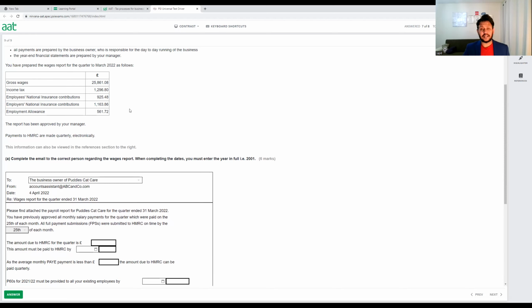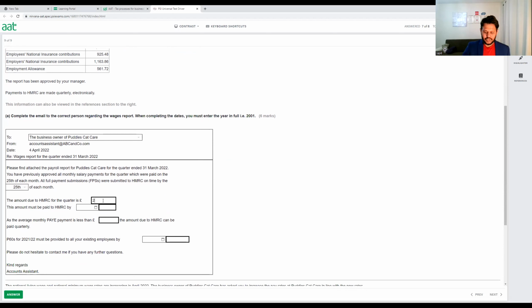Employment allowance is the amount you deduct from the PAYE, like a benefit for the company. So they don't pay up to this amount to HMRC. For the whole year, last year it was 4,000. This year I think it's 5,000. So a company gets some advantage. Up to this amount, they don't have to pay the NI to HMRC. So they get some allowance. So if we minus the 561.72, that gives me 28.24.